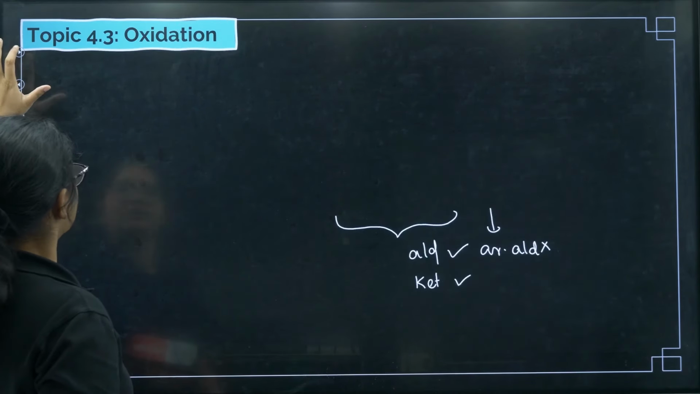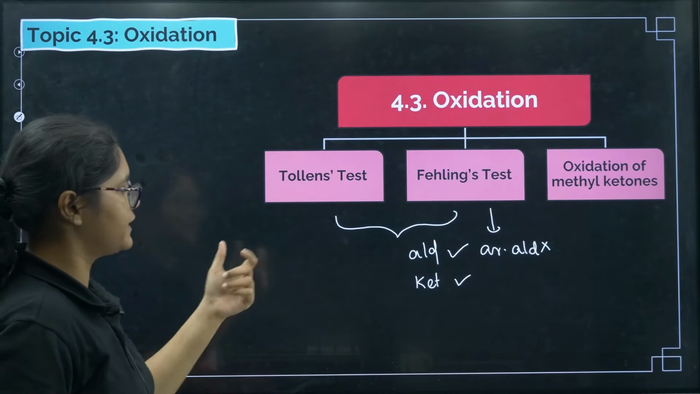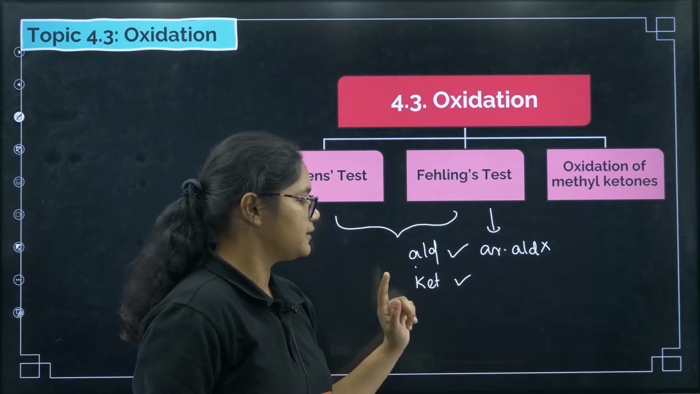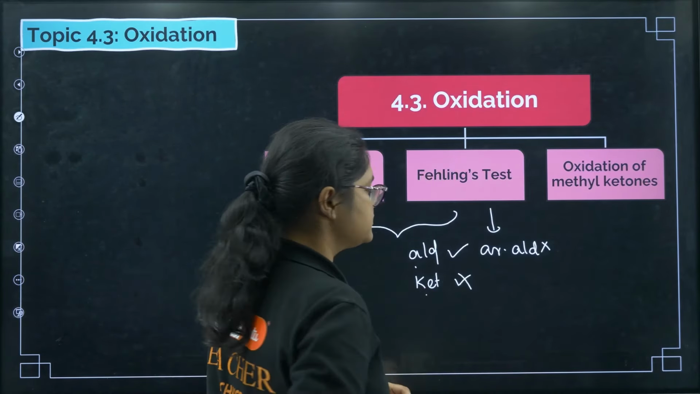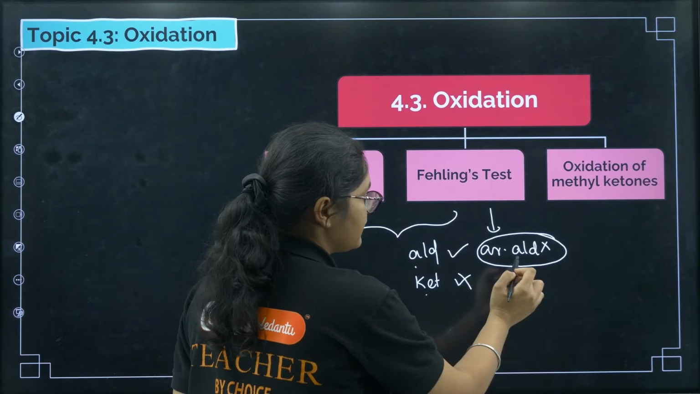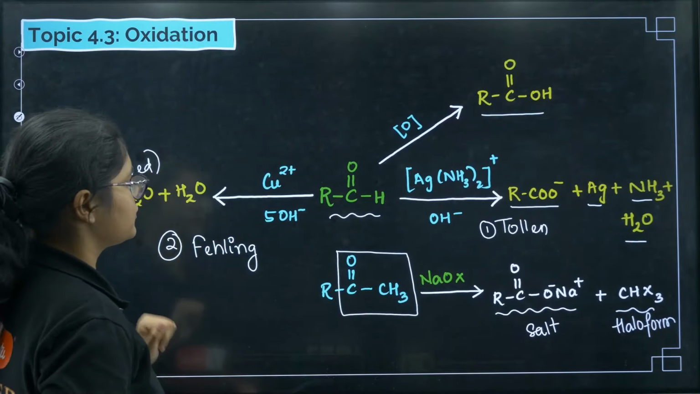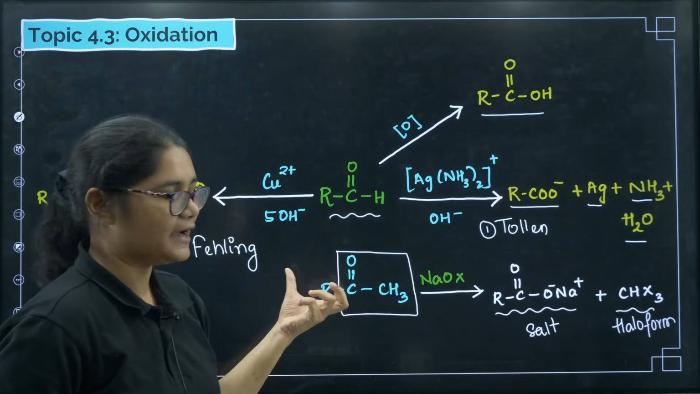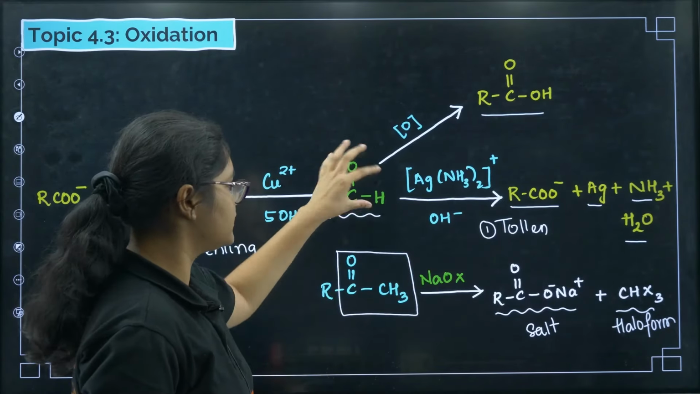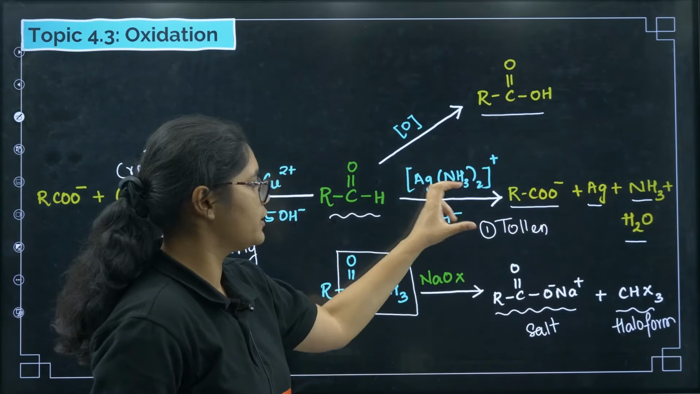Okay. Next we'll go to oxidation. For oxidation, we have Tollens test, Fehling's test and haloform reaction. Tollens test and Fehling's test are given by aldehydes and not by ketones, and Fehling's test is not given by aromatic aldehydes. Now we will see the reactions. If you have RCHO, that is your aldehyde, you just treat it with silver ammonium complex. This will convert it to a salt, and Ag, then ammonia and water. So this is your Tollens reagent.